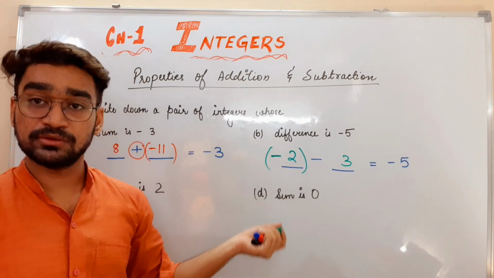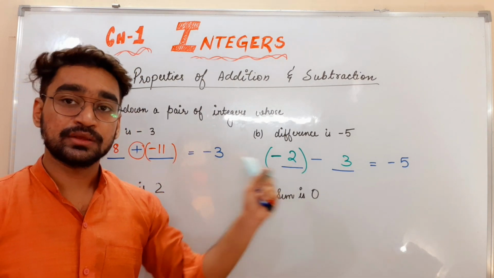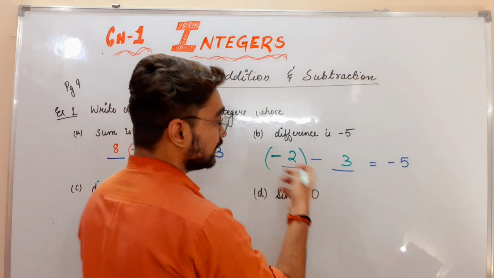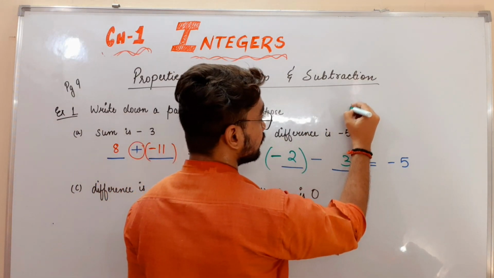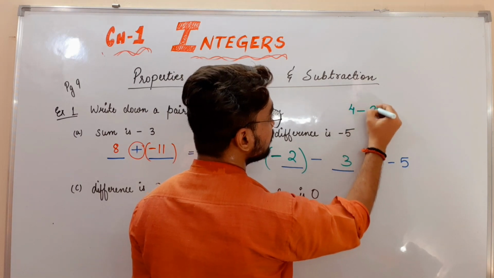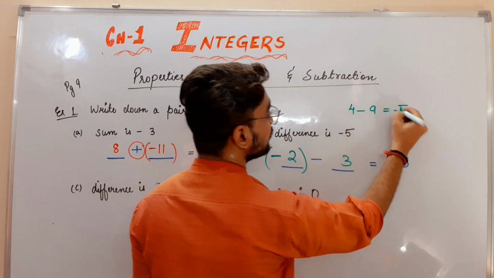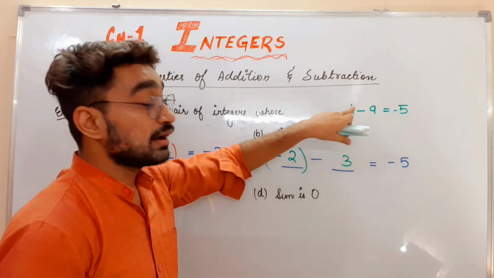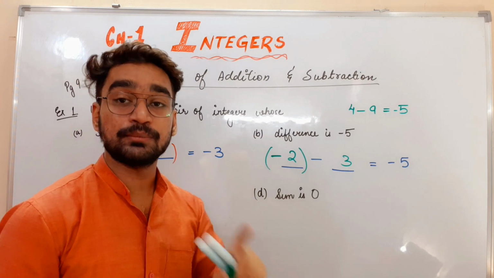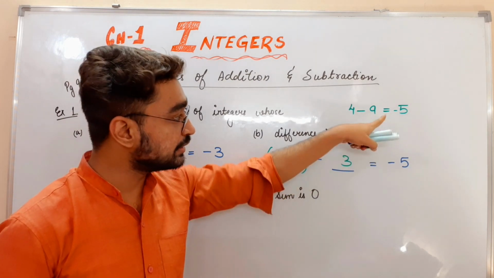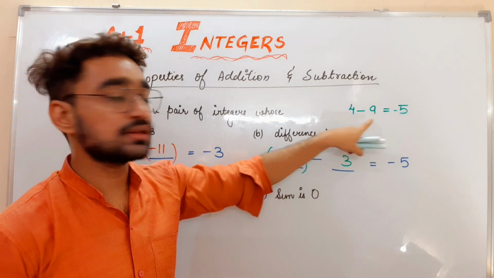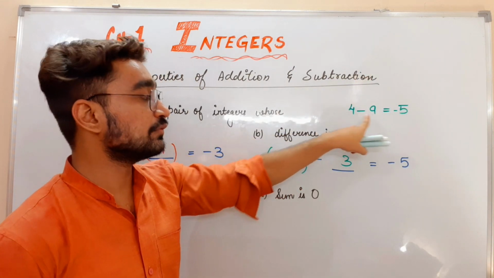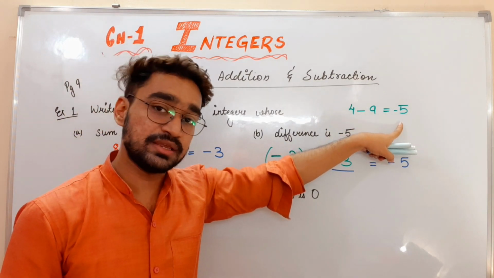You can take other examples also, like 4 and 1. You can even take the difference. Even an easier way, you can write 4 minus 9. That also will give you minus 5. Check. Remember one thing: if we are subtracting a bigger number from a smaller number, the answer will always be negative.